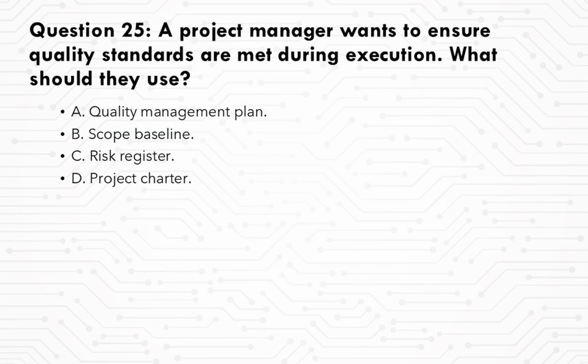Question 25. A project manager wants to ensure quality standards are met during execution. What should they use? A. Quality management plan. B. Scope baseline. C. Risk register. D. Project charter. Answer A. This plan defines quality standards and how they will be measured and controlled.